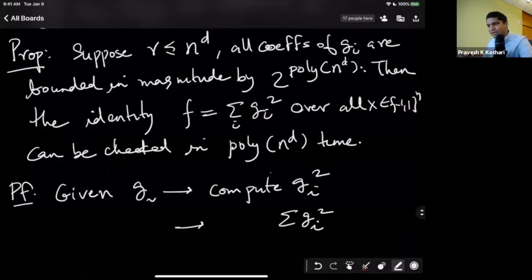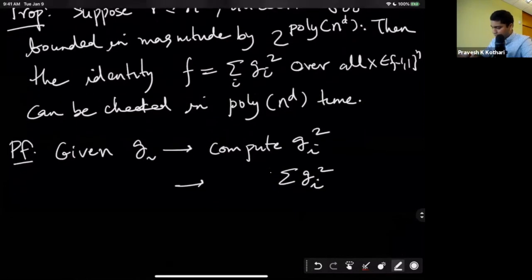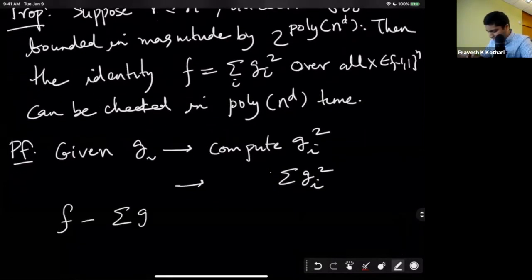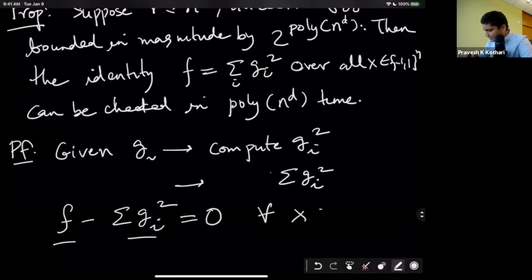Once the g_i squares are in your hand, there are only n to the d of them, since R is at most n to the d. So I can compute the sum of g_i squared, in particular the coefficient vector representation of this new polynomial, also in time polynomial in n to the d. Good. And so now my task becomes to check if these two polynomials, the sum of g_i squared and f, are equal. In particular, I'm trying to check whether this polynomial is 0 for all x in the hypercube.